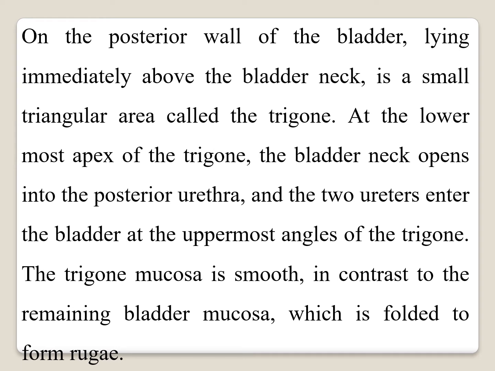On the posterior wall of the bladder, lying immediately above the bladder neck, is a small triangular area which is called the trigone. At the lowermost apex of the trigone, the bladder neck opens into the posterior urethra, and the two ureters enter the bladder at the uppermost angle of the trigone. The trigone mucosa is smooth, in contrast to the remaining bladder mucosa, which is folded to form rugae.